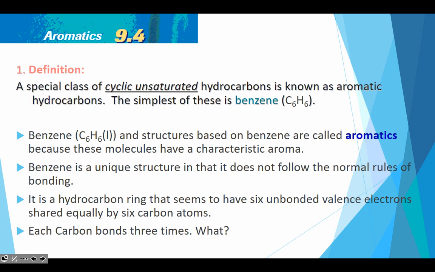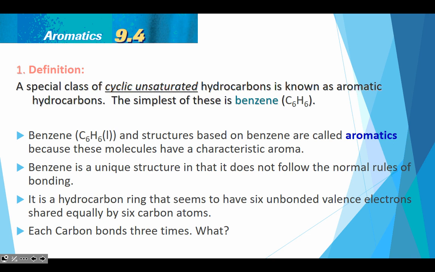Definition: a special class of cyclic unsaturated hydrocarbons is known as aromatic hydrocarbons. The simplest of these is benzene. 6 carbons, 6 hydrogens, a benzene ring. Benzene and structures based on benzene are called aromatics because these molecules have characteristic aromas. Depending on what the benzene ring looks like, the branches, etc., it's going to have a different scent.